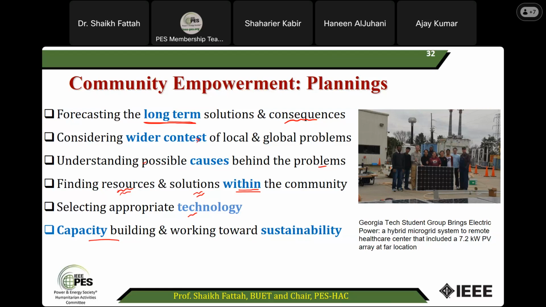This is an example of a Georgia Tech student group. There being electric power. So it's a 7.2 kilowatt PV peak. They went there and installed it. It's a hybrid microgrid system for a remote healthcare center. So you can also think about that type of project. It's a healthcare center, but there was a lack of this type of consistent power supply, and they have contributed to that.